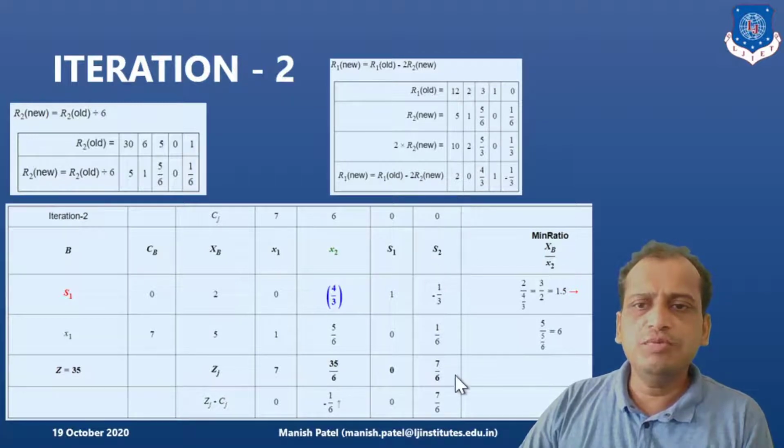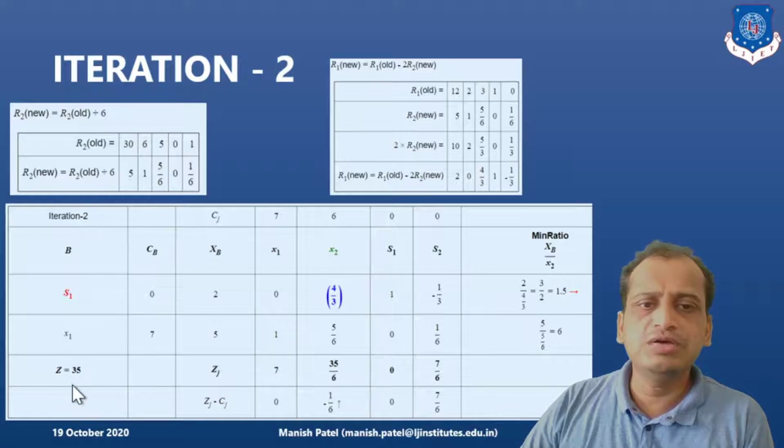After putting these values here for the new table, what is our next step? We will calculate the Zj. So what is Zj here? 0.